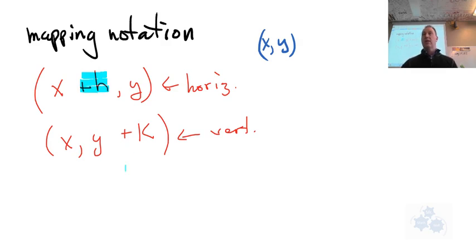So if h is 3, you add 3 to every x value, and that's your new point for the new graph. It's called mapping notation. And also, whatever k is, we add that to our y value to get the new values for the new graph.